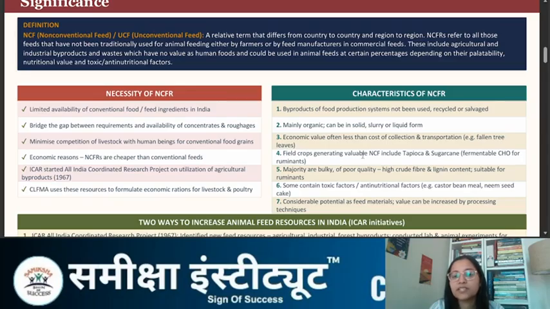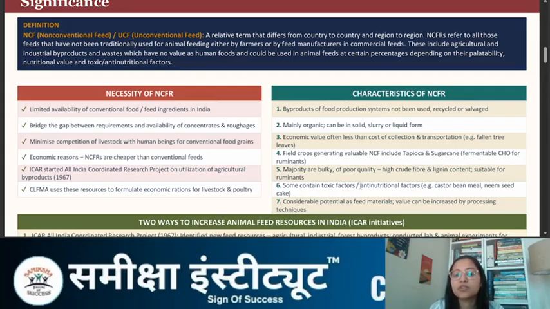Field crops generating valuable non-conventional feed include tapioca and sugarcane because they have fermentable carbohydrates. In the case of ruminants, they have high value. The majority are bulky, of poor quality, and have high fiber and lignin content. So they are suitable for ruminants and not for monogastric species.